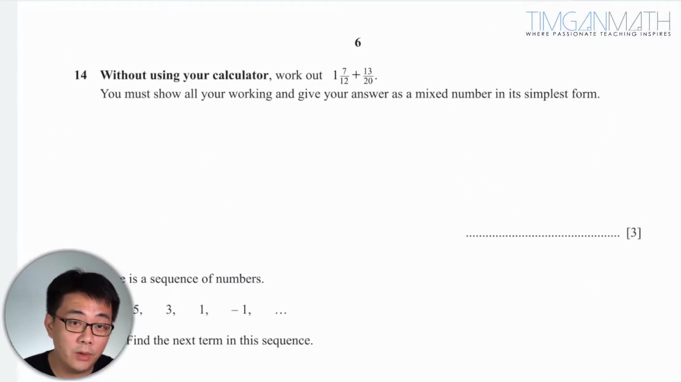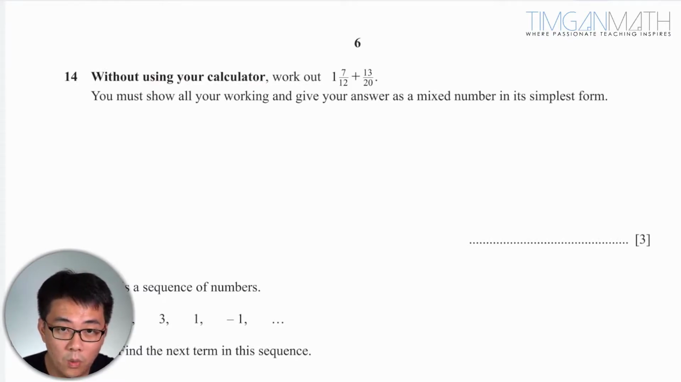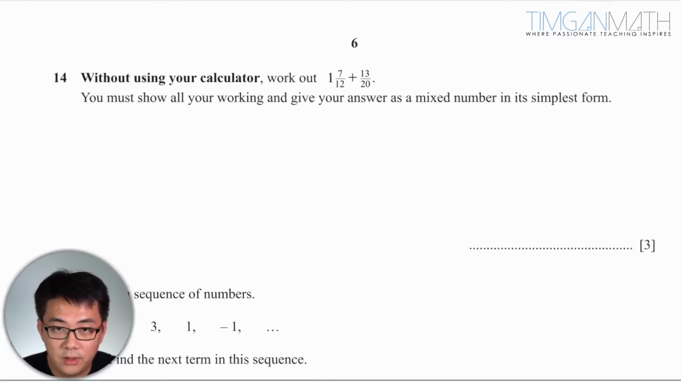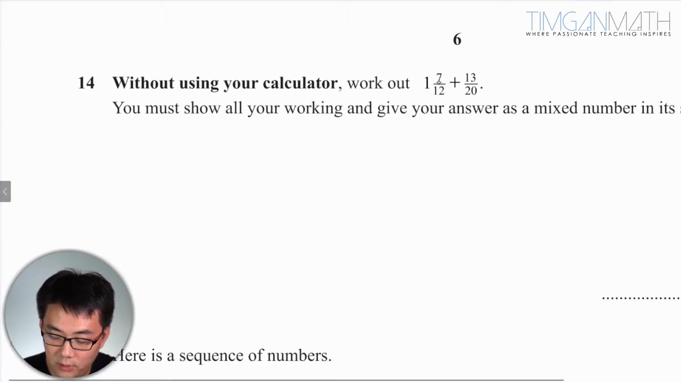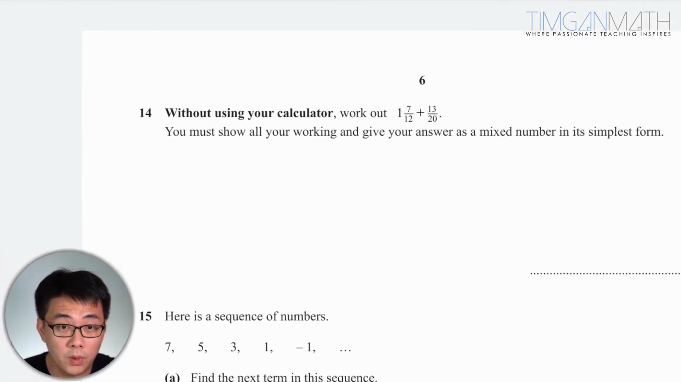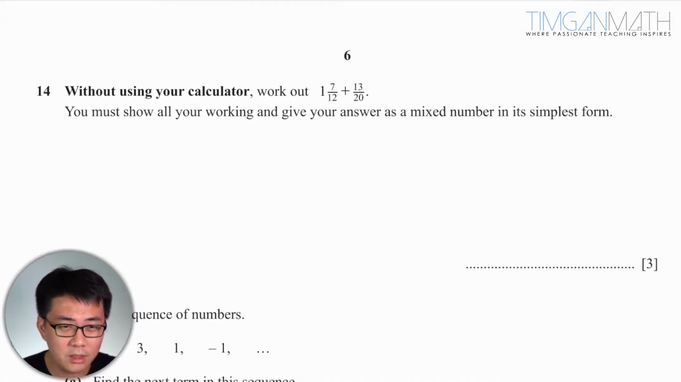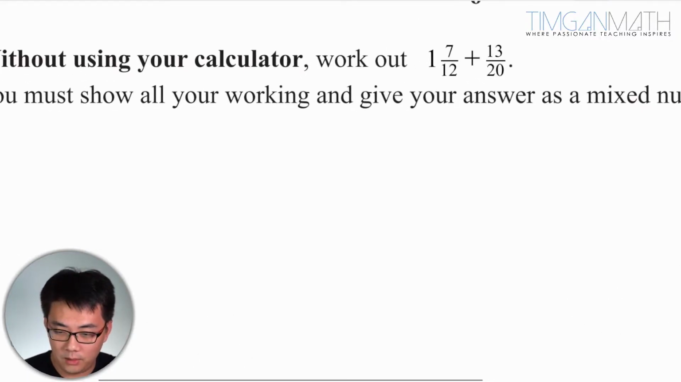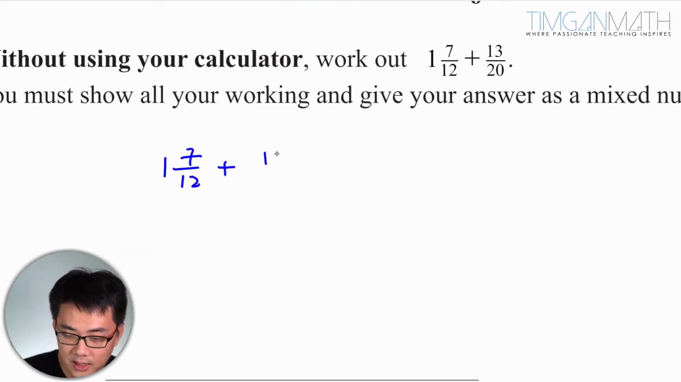This part here: without using a calculator, work out 1 and 7 over 12 plus 13 over 20. You must show all your working and give your answer as a mixed number in its simplest form. Okay, great. I'm not sure how you would prefer to do that. I think I'm just going to make this an improper fraction.